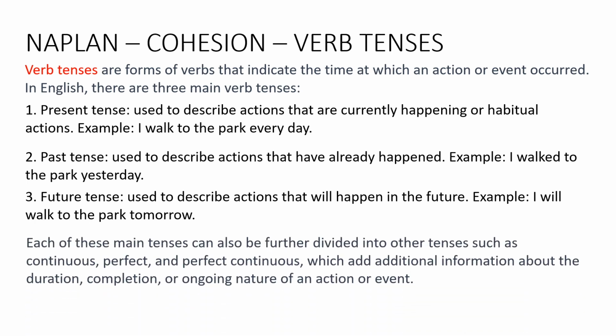Now, each of these main tenses can also further be divided into other tenses that are called continuous, perfect, and perfect continuous, which add additional information about the duration, completion, and ongoing nature of an action or event. Understanding verb tenses is important to accurately convey time frames of actions and events in both written and spoken communication. There's nothing worse than reading something that should be written in past tense that then comes out in the writing, or is being said by someone, in future tense.